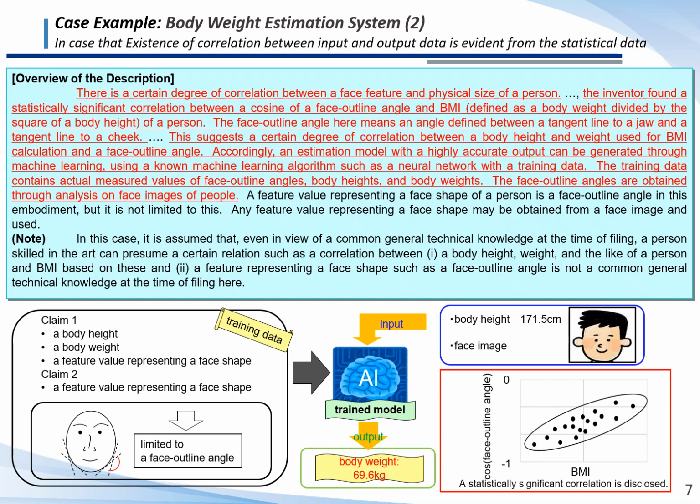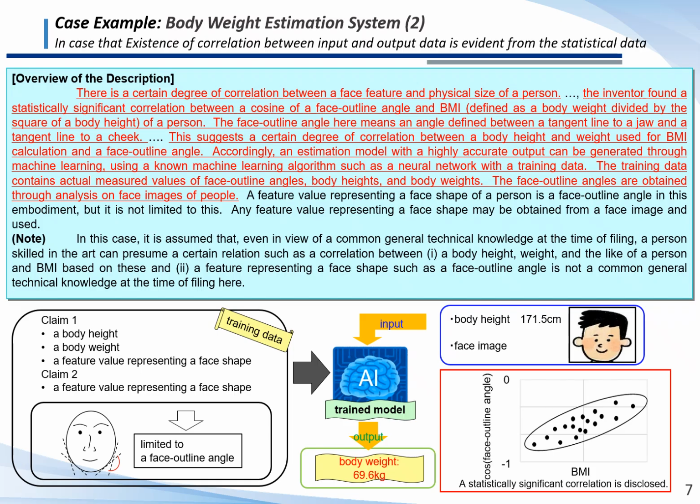Here, the description states that an angle indicated in red, which is defined as a face outline angle, is used as a feature value representing the face shape of a person. It is also stated that there is a statistically significant correlation between a cosine of a face outline angle and BMI, defined as body weight divided by the square of body height of a person.